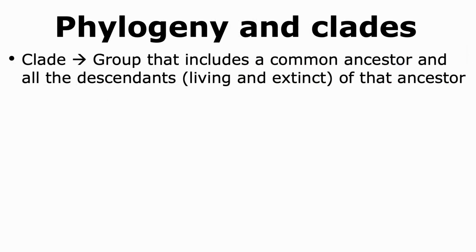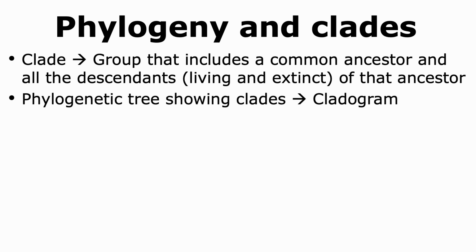Thus, by using different characters and determining whether they are derived or ancestral, we can create groups that include a common ancestor and all the descendants of that ancestor, whether they're living or extinct. Such groups are called clades. Phylogenetic trees that show the relationships among different clades are called a cladogram.